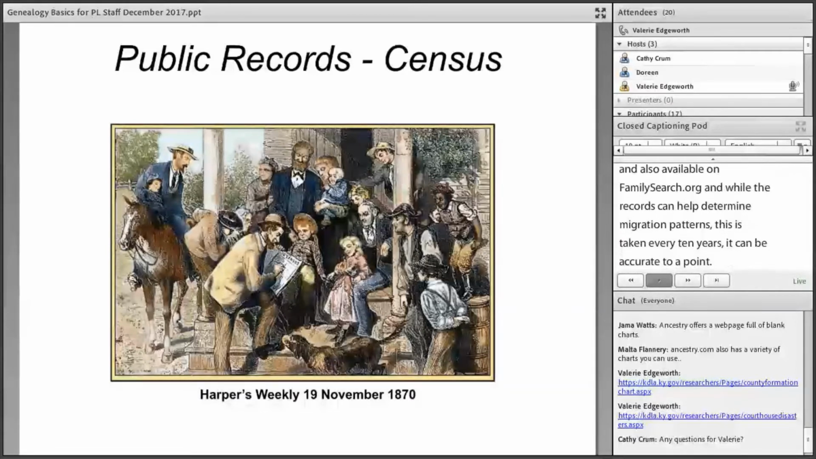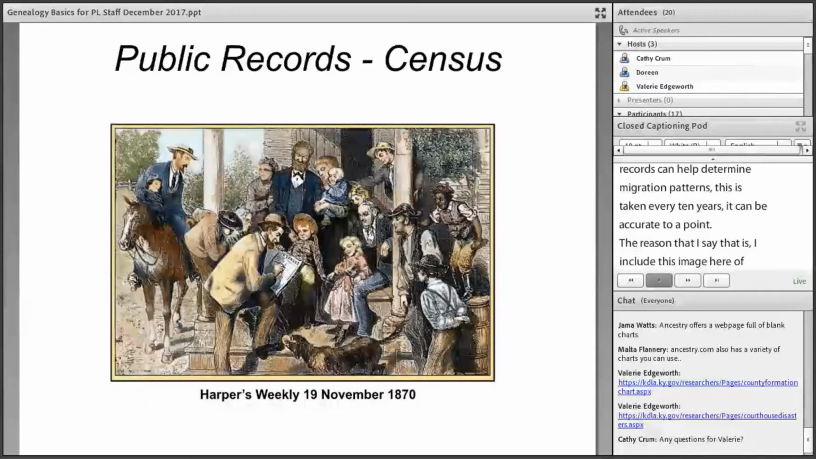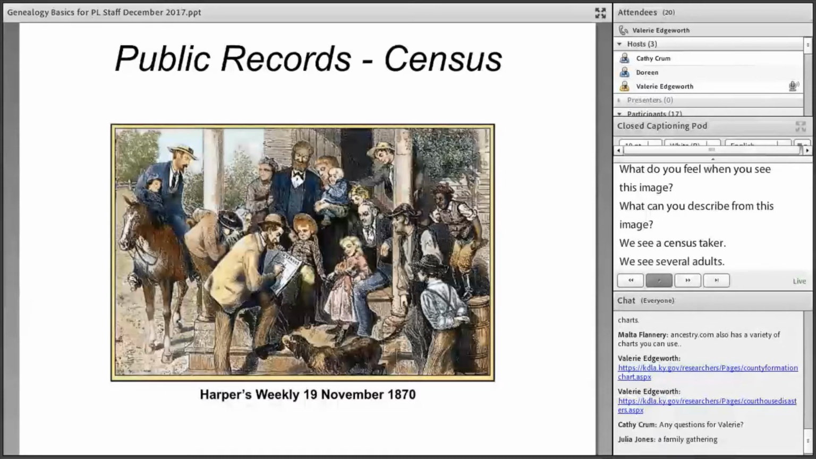The reason I say that, I include this image here of Harper's Weekly from 1870. Can you all type in the chat box, what do you see from this image? What do you feel when you see this image? What can you describe from this image? We see a census taker. We see several adults. We also see several children. What do you all think about when you see this census taker taking a census record? I'm curious. A family gathering.